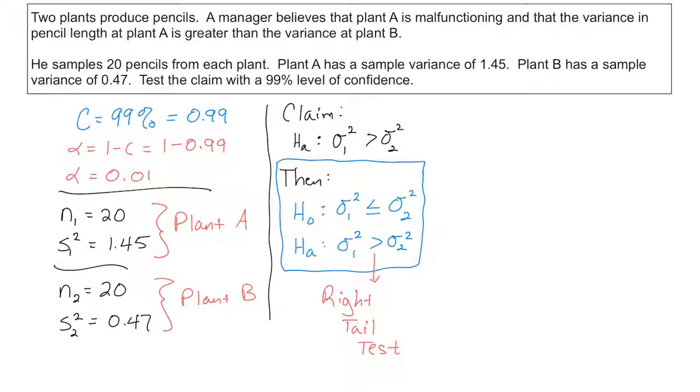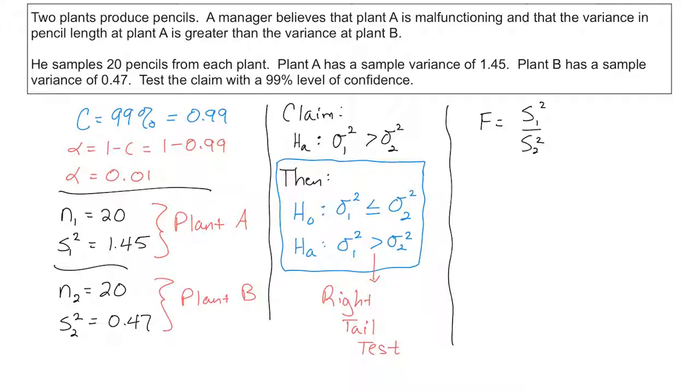Okay, now the next thing we need to do is write down and try to figure out what our rejection region is. But in order to do that, we need to find f sub alpha. We know that alpha is 0.01. We need to find f sub alpha from the table. And since we've already used the table, you know that it's going to be based on this test statistic, which we'll use in a second, which is s1 squared over s2 squared.